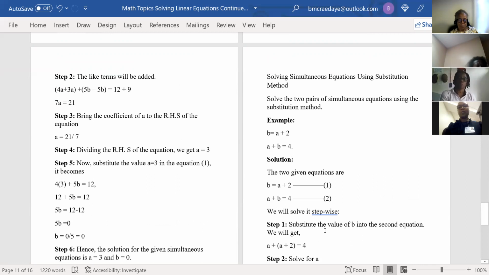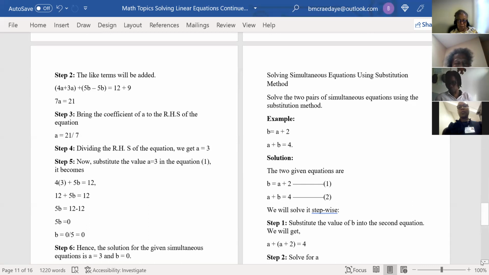Now we can take this b is a plus 2 and substitute it in for b in this equation. That's why it's called substitution, because you take a value in one equation for the variable and put it for that same variable in the second one, then you end up with just one. If b is a plus 2, for b I can put a plus 2. There's your a plus 2 right there. Now you only have a, right?